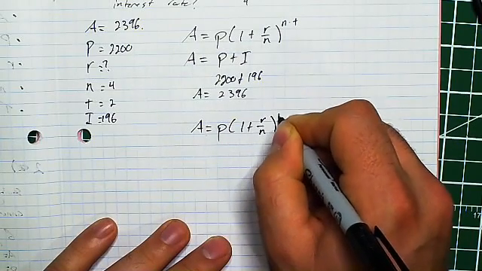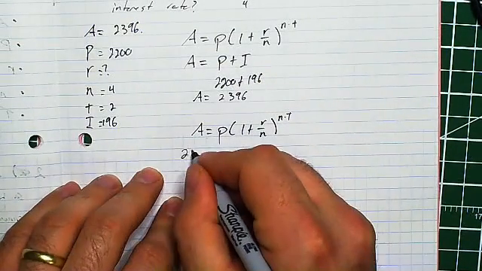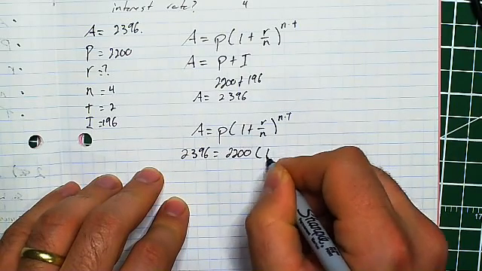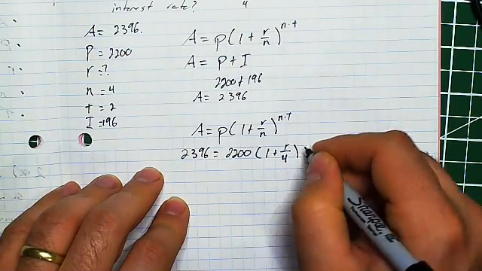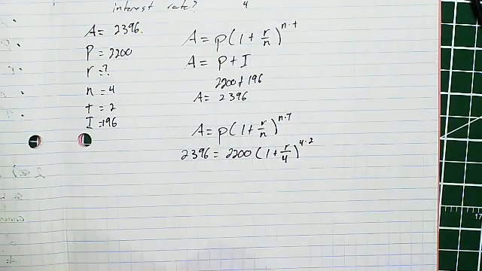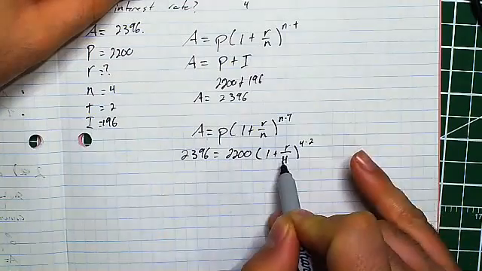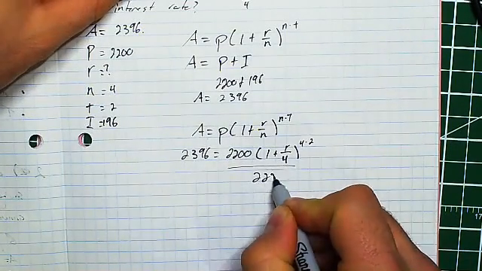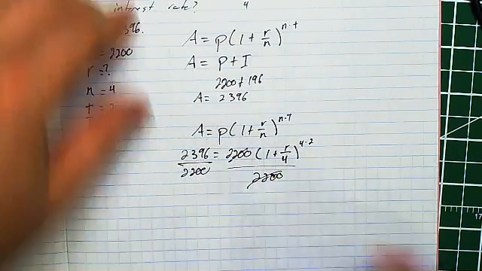So A equals P times 1 plus r over n to the power of n times t. Let's start filling things in. 2,396 equals 2,200 times 1 plus, we do not know what r is, but r is divided by 4, to the power of 4 times 2. Our goal in the end is going to be to isolate for r. So first, because we're multiplying here, I'm going to divide both sides by 2,200.